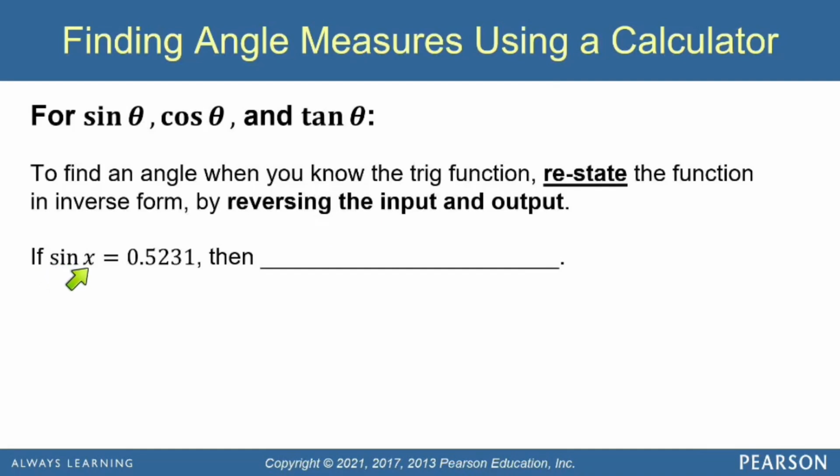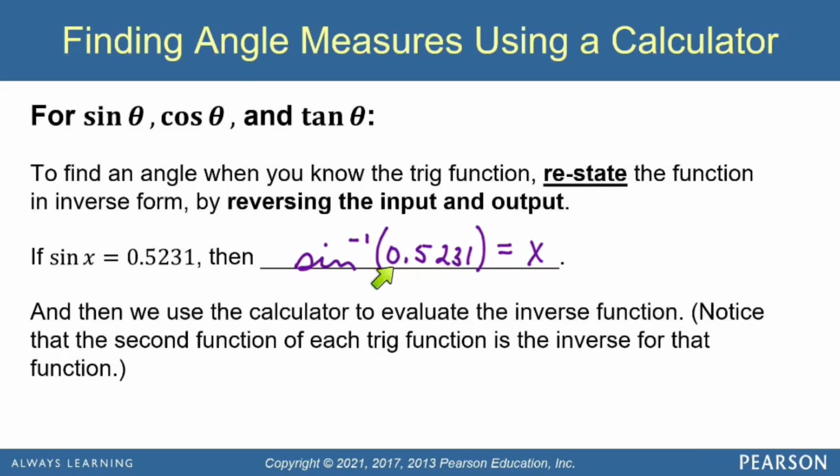If the sine of x is 0.5231, then the sine inverse of 0.5231 is x. Do you see what I did here? I changed from the sine function to the sine inverse function, and I swapped the input and the output. Over here, x was plugged into the sine function, but over here in inverse form, the number is plugged into the inverse sine function, and the x is the result. And that's what we want, because we want the calculator to give us the angle whose sine is 0.5231. So once you get this written down, you can enter this in the calculator. And what we're going to see in a minute when we go back to the calculator is that for sine, cosine, and tangent, the inverse function is the second function of each of those buttons.